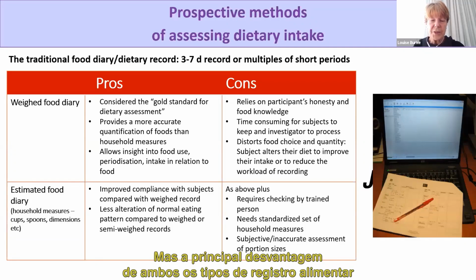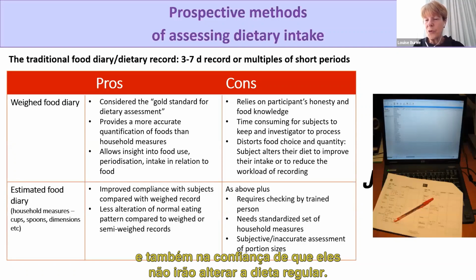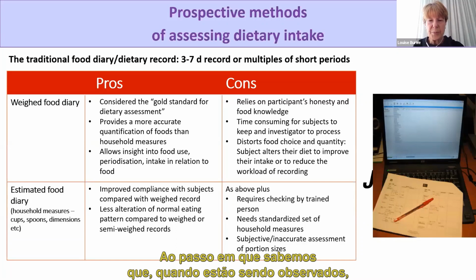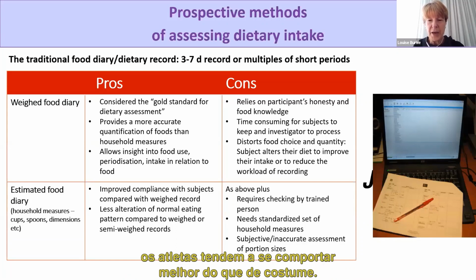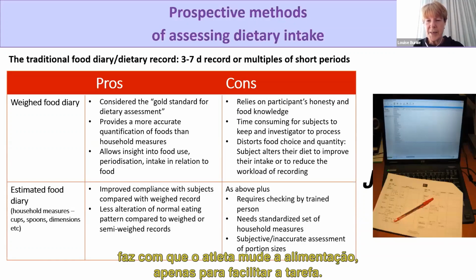But the major disadvantage of both these methods of food records is that you're relying on the participants' honesty, but you're also relying on them not to change what they normally do. And we all know that when athletes are being watched, they put on their best behaviour rather than their usual behaviour, or even just the activity of writing down everything and measuring everything or quantifying everything makes the athlete change what they normally eat to make it easier to achieve the task.